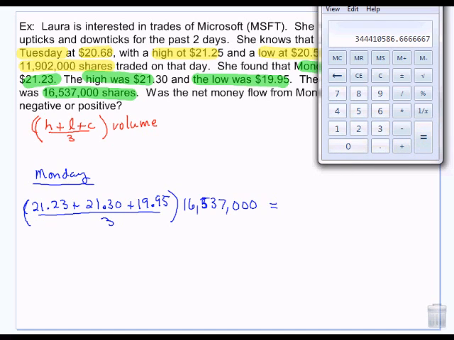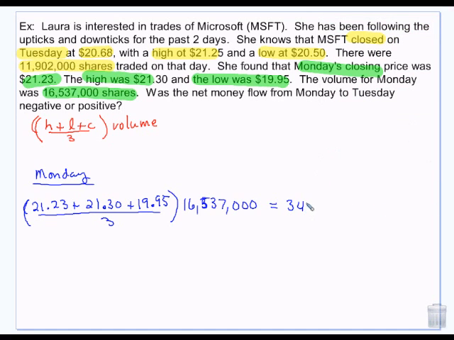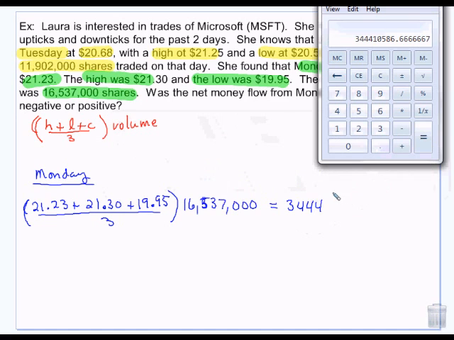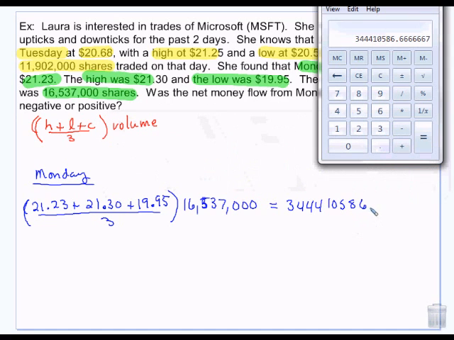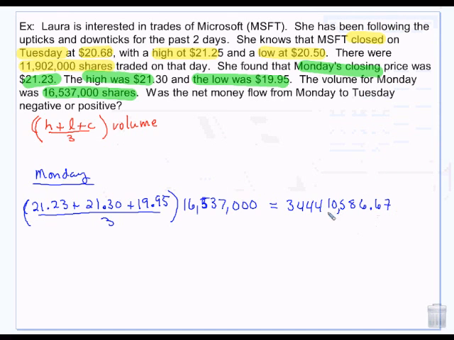Okay, so is that what I have written down? Okay, 344, 3 4s, 105. I'm going to have to go back and forth. Okay. So the money flow on Monday was 344 million, roughly.